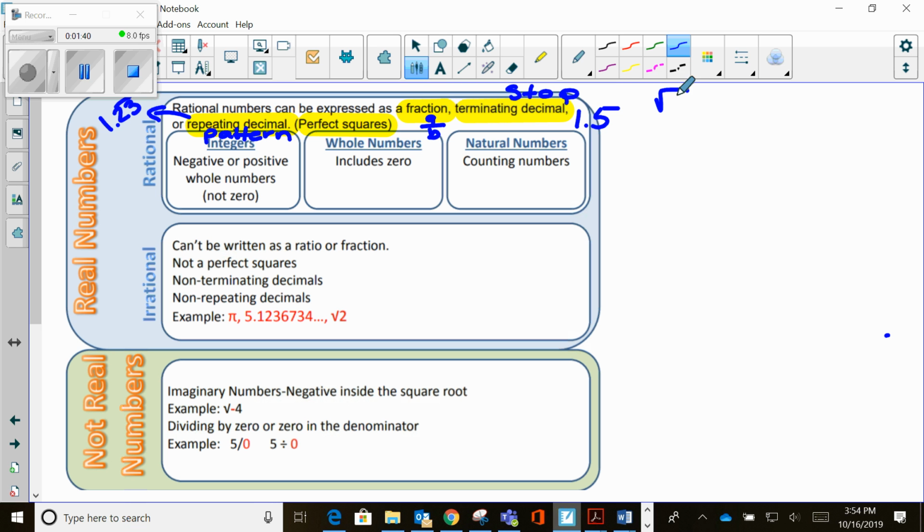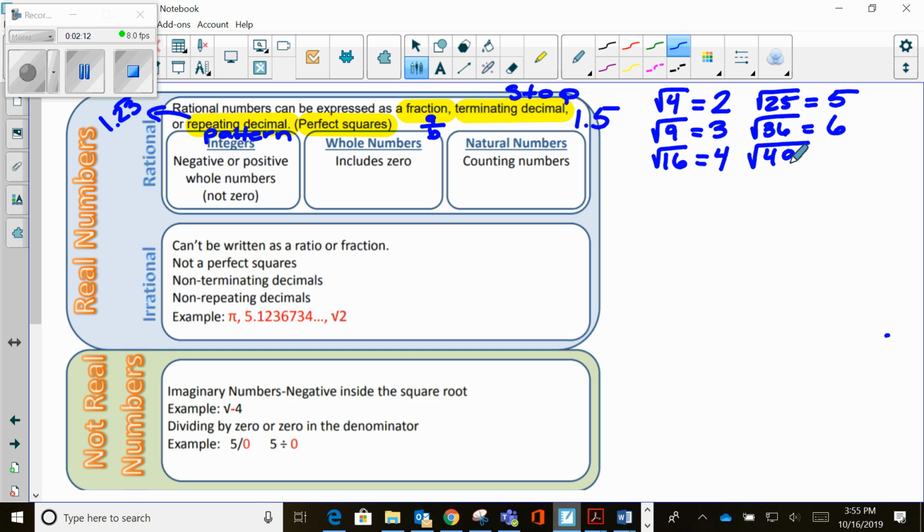So if I have the square root of 4, this is a perfect square because it simplifies to the whole number 2. 2 times 2 is 4. So I also have the square root of 9 because it simplifies to 3. The square root of 16 simplifies to 4. The square root of 25 simplifies to 5. The square root of 36 simplifies to 6. The square root of 49 simplifies to 7, and so on.